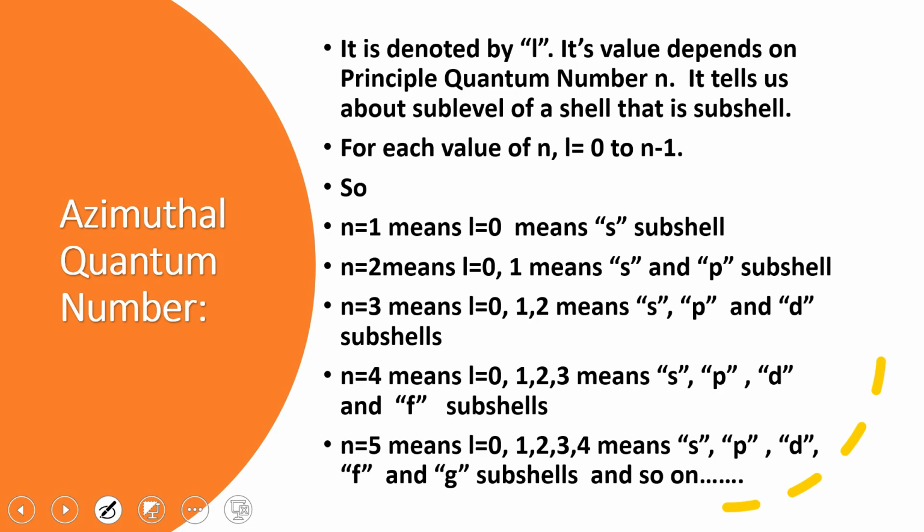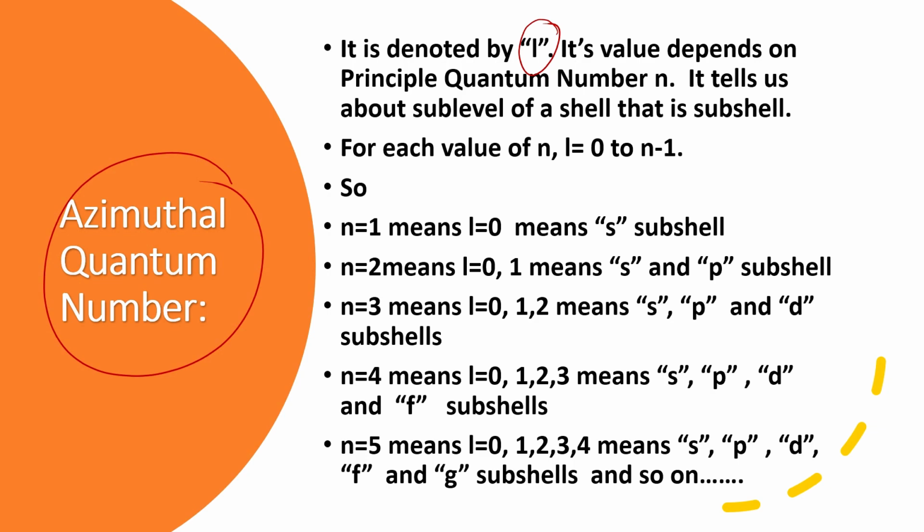Now the second quantum number is the azimuthal quantum number, and this number tells us about the subshell inside the shell, inside the main energy level. It is denoted by small l. This is called the azimuthal quantum number. Its value depends upon the principal quantum number. As I said earlier, the principal quantum number, small n, is the basis, telling us energy and distance. Now the azimuthal quantum number tells us about the sub-level of a shell, that is the subshell.